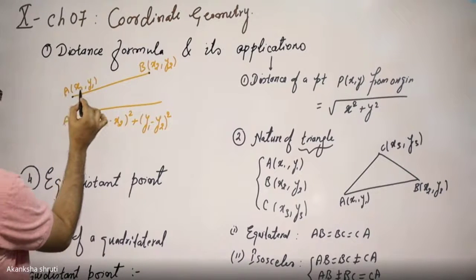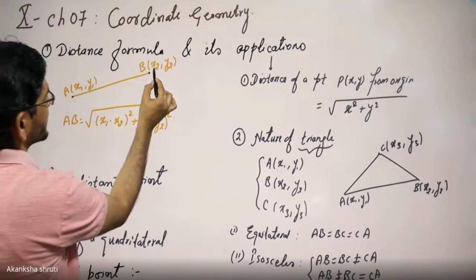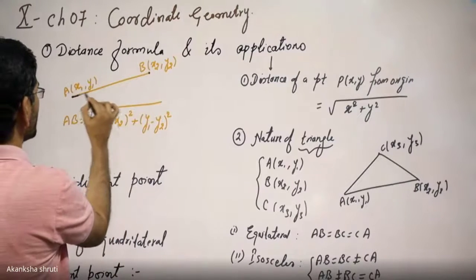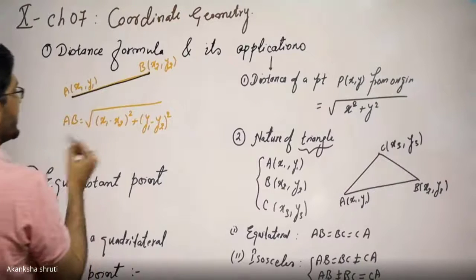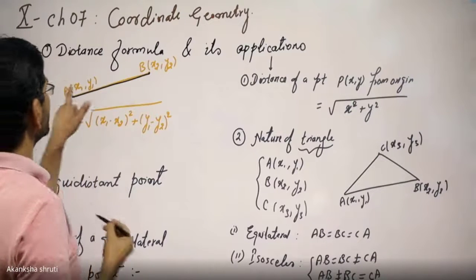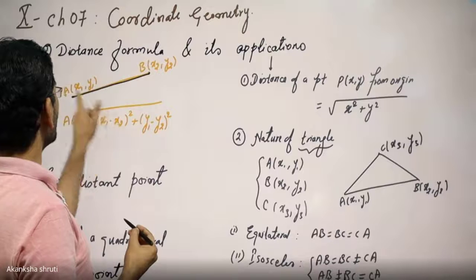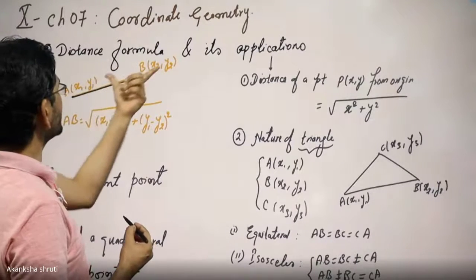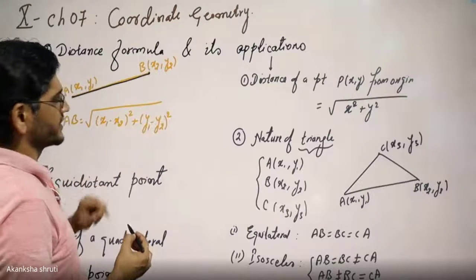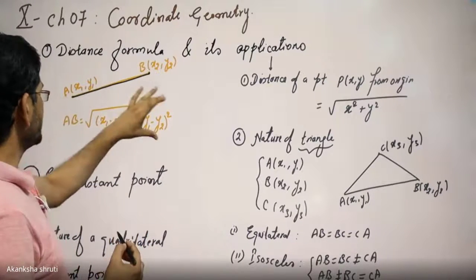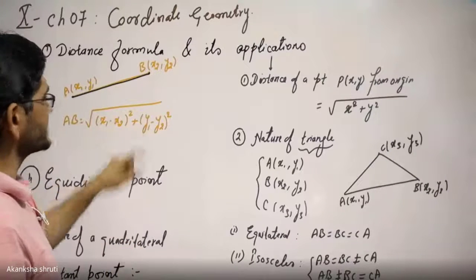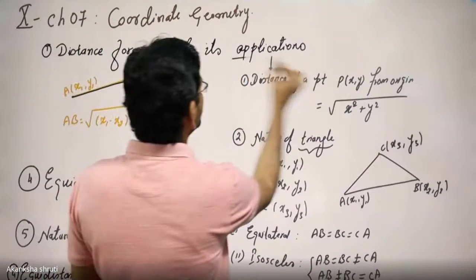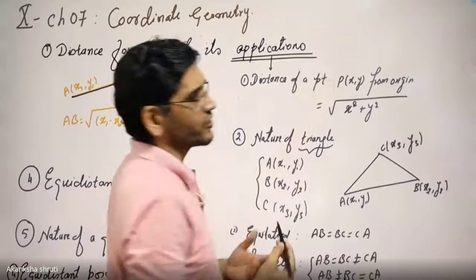Say A has the coordinates x1, y1 and B has the coordinates x2, y2. Then the distance from A to B, this straight line distance, is given by the square root of the difference of their x coordinates, squared, plus the difference of their y coordinates, squared. This gives us the distance between the two points. It is called the distance formula, as the name itself indicates. Now there are various applications, so questions are asked based on the applications.